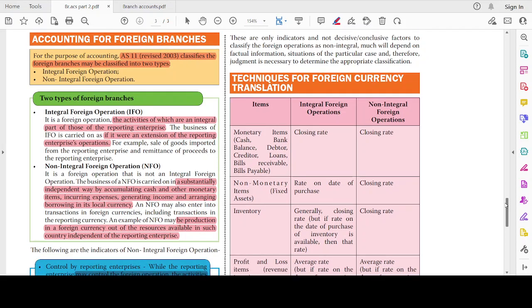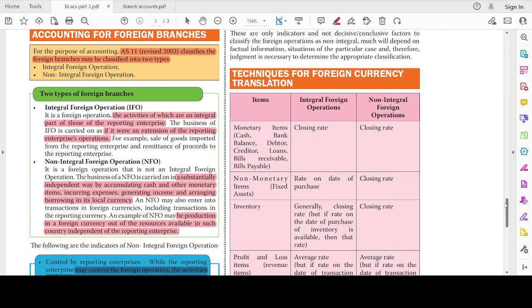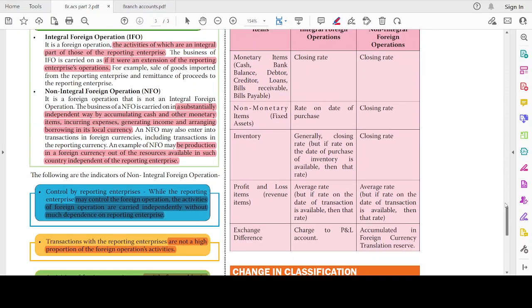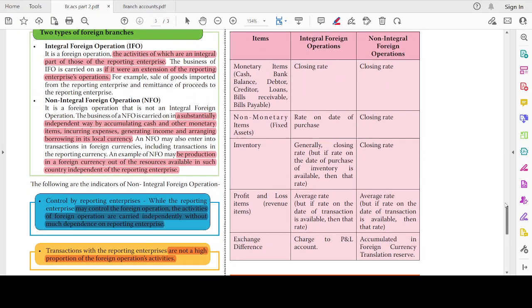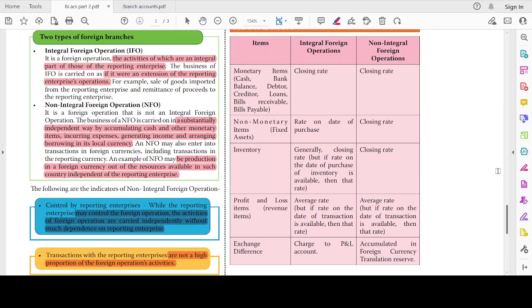Items can be either monetary or non-monetary, and operations either integral or non-integral. Let's first discuss non-integral operations, NIFO. Everything will be at closing rate: assets at closing rate, monetary items closing rate, non-monetary items closing rate, inventory closing rate, everything will be closing rate. Profit and loss will be at average rate.